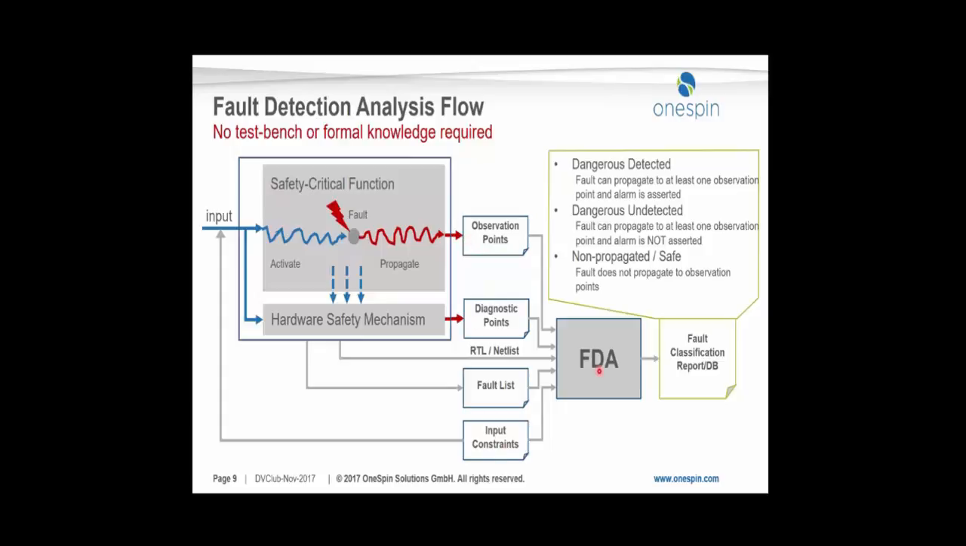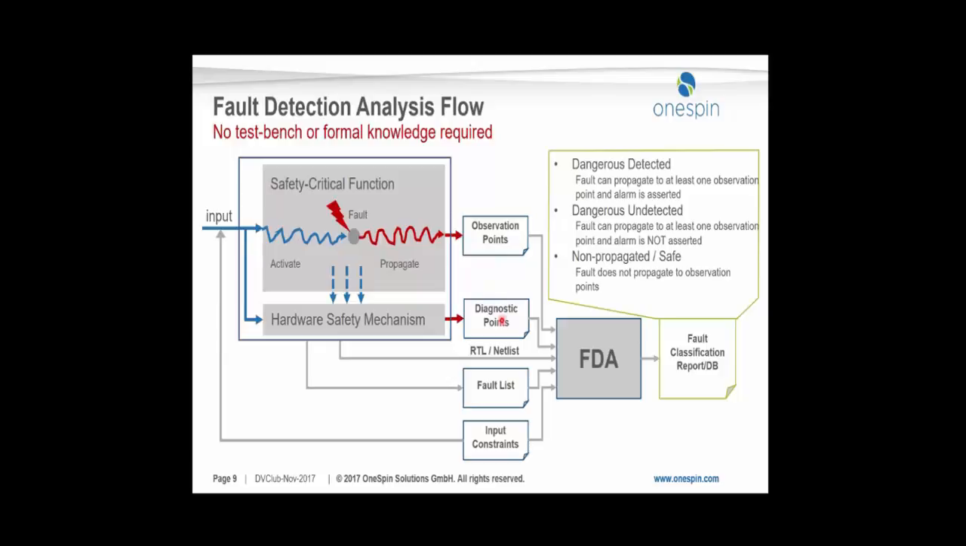If we give those inputs to the fault detection analysis, it generates a report classifying the faults we gave it inside the fault list into dangerous detected, dangerous undetected, or non-propagatable faults. So what could happen is also that the fault simply gets stuck in the design and it can't propagate to an observation point nor a diagnostic point.